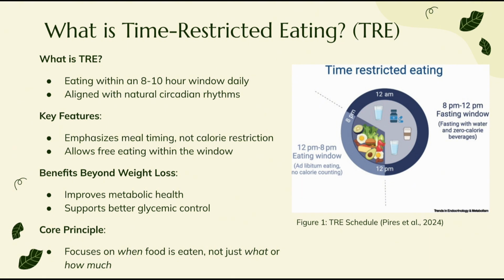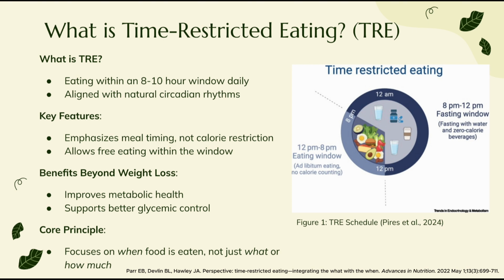What is time-restricted eating? Time-restricted eating, or TRE, is a dietary strategy that focuses on eating within a limited daily window of 8 to 10 hours. The goal is to align mealtimes with our body's natural circadian rhythms. This means eating during the hours when our metabolism is most active, and then fasting during the rest.